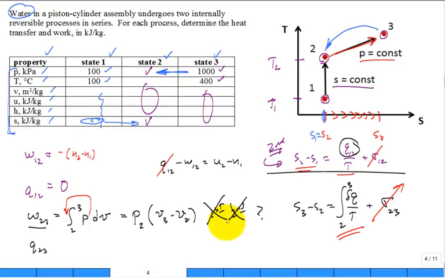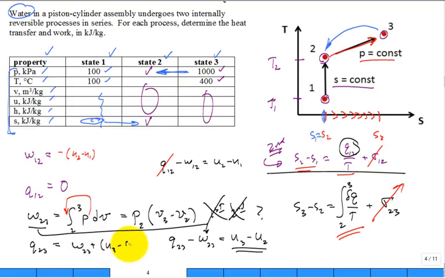All right, what about Q 2 to 3? First law of thermodynamics for the process 2 to 3, right? If you write the first law for the process 2 to 3, you get Q 2 to 3 in minus the work 2 to 3 out equal to the final U3 minus the initial U2 for the process. And we just calculated that one, and we have the properties from our table. Hence, from the first law, we're able to calculate that it's equal to work 2 to 3 plus U3 minus U2. So what did we use?